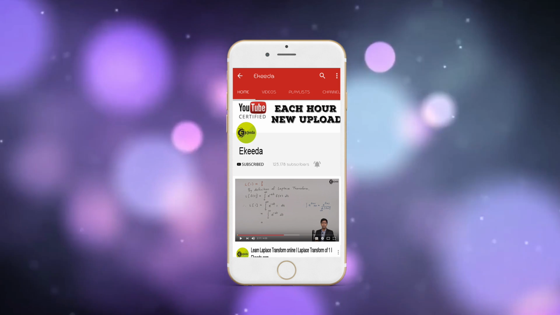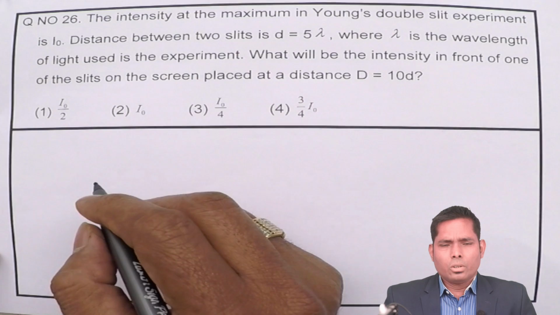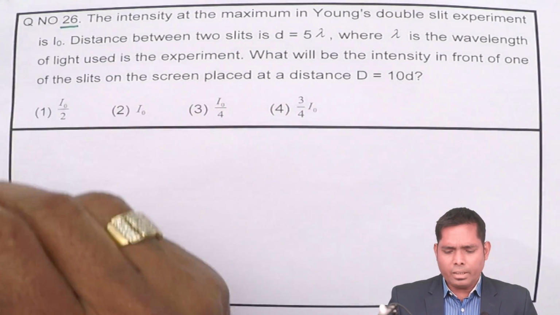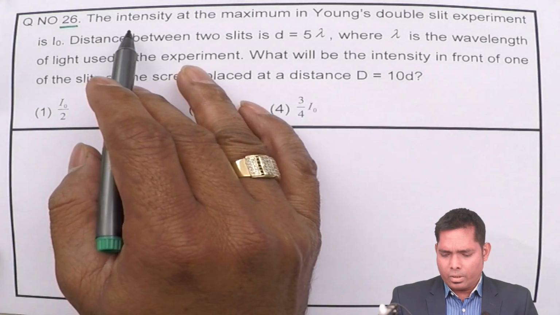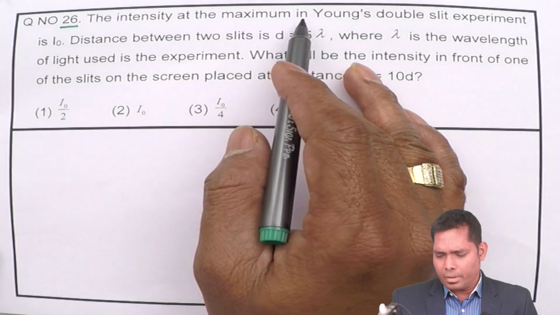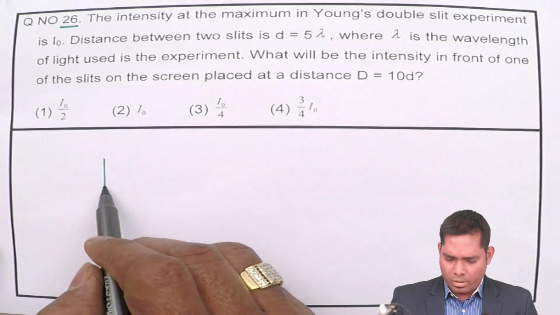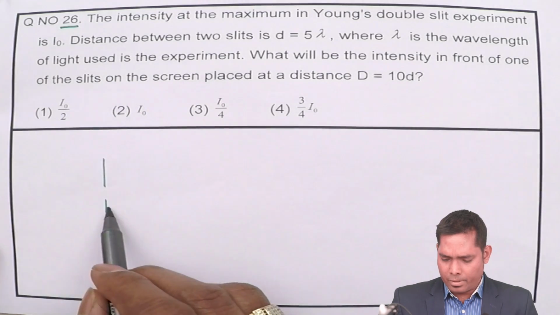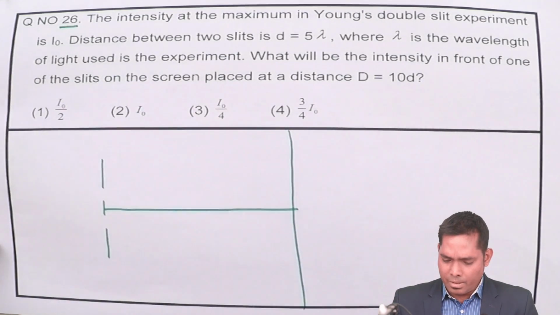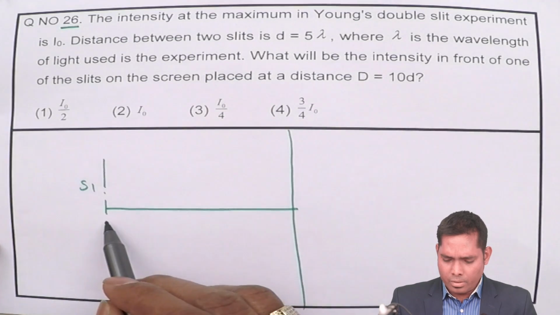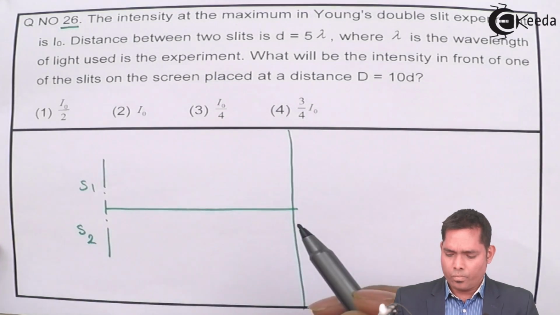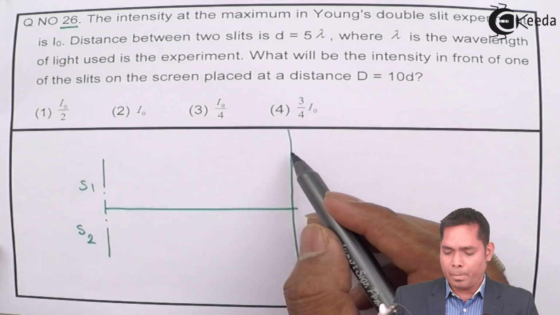Hello students, in this video we'll discuss question number 26, NEET Physics paper 2016. Students, let us solve question number 26. The intensity at the maximum in Young's double slit experiment is I naught. This is Young's double slit experiment, this is source S1, this is source S2. This is the screen where the interference pattern is formed.